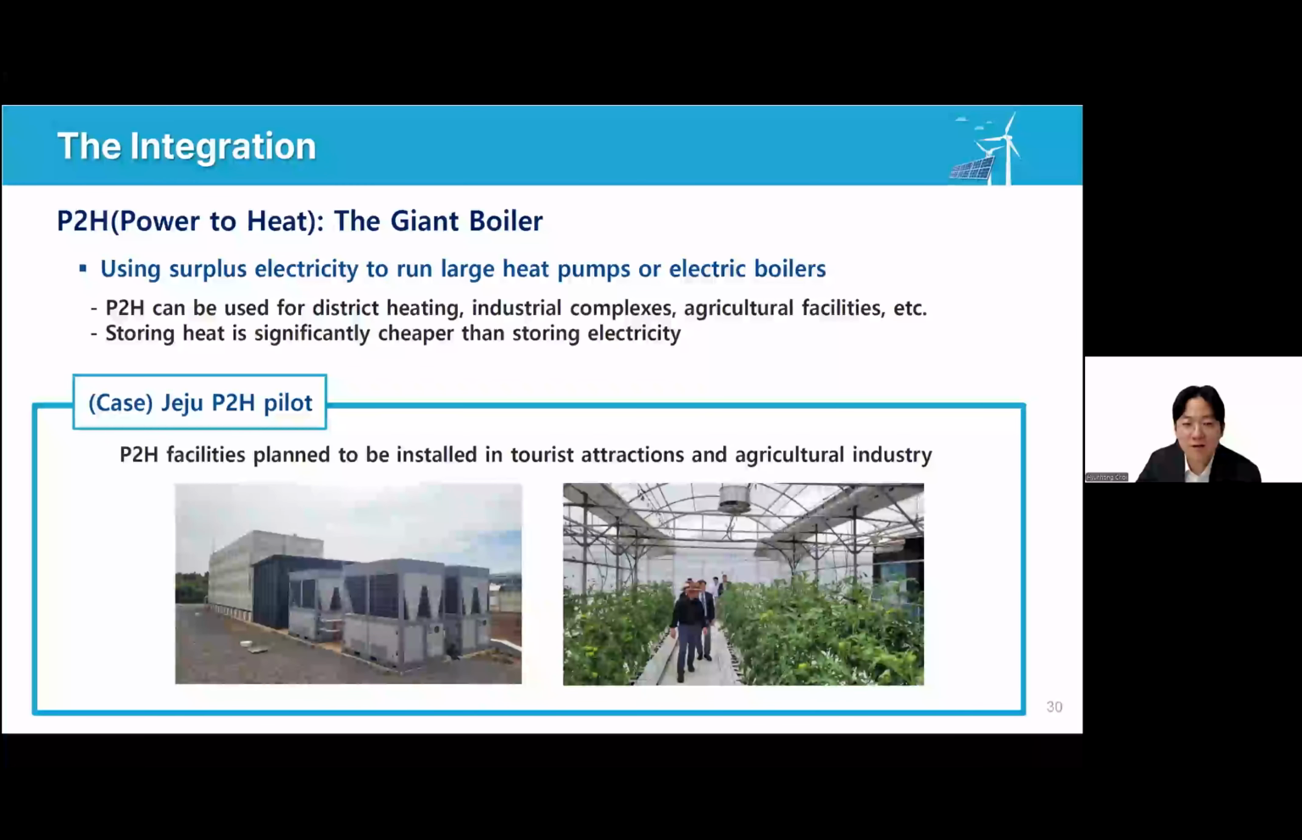Next, P2H, or power to heat, uses surplus electricity to run large heat pumps or electric boilers. This heat can be used for district heating, industrial complexes, or agricultural facilities. Storing heat is significantly cheaper than storing electricity using batteries, making this a highly efficient solution. Jeju is also planning a P2H pilot project, which aims to provide heating service for tourist attractions and agricultural facilities.